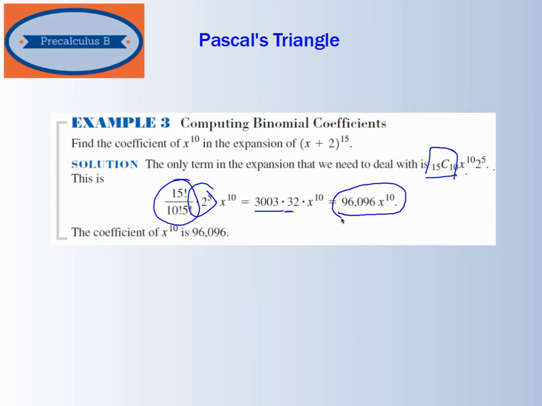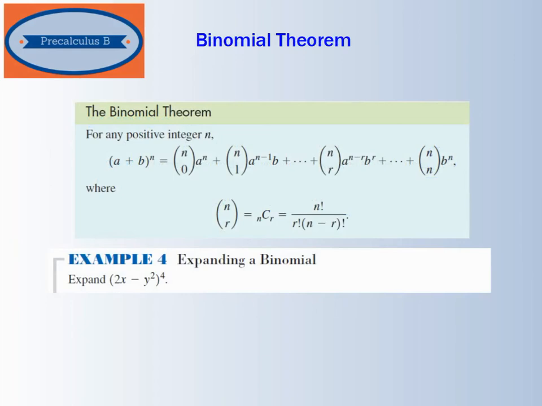It would be very difficult to come up with that without using combinations, without using these shortcuts that we've learned about that are helping us to expand these binomials, because the numbers get so large so quickly. So all of this leads us to the binomial theorem, which states that for any positive integer n, the binomial a plus b to the n can be expanded to n choose 0 times a to the n, plus n choose 1 times a to the n minus 1 b, plus n choose r, a to the n minus r b to the r, all the way down to n choose n b to the n.